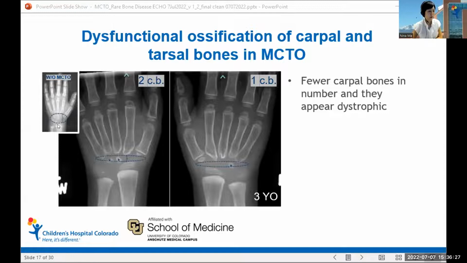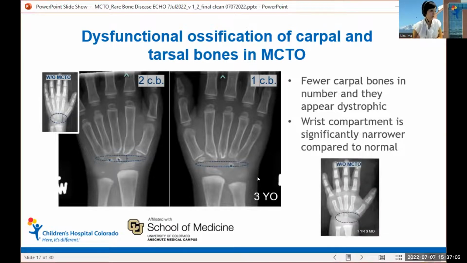And for comparison purposes, in the wrist of a patient without MCTO, there are up to 4 carpal bones undergoing ossification. In addition to having a reduced number of carpal bones, this patient with MCTO has carpal bones that appear smaller and dystrophic. The carpal bones are more stellate in appearance compared to the more rounded carpal bones in the patient without MCTO, with smoother rounded borders.